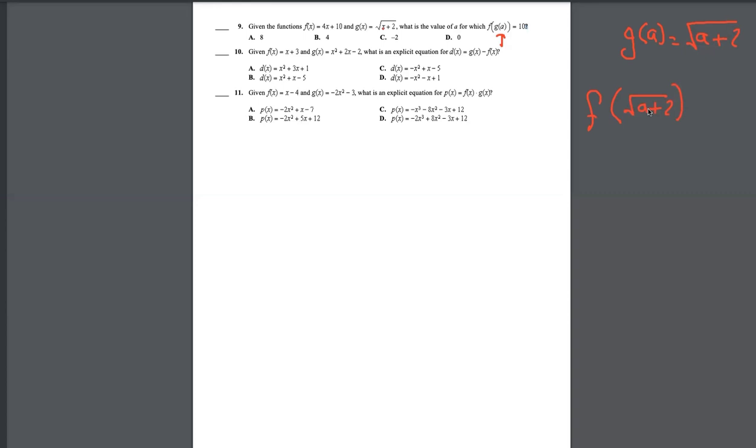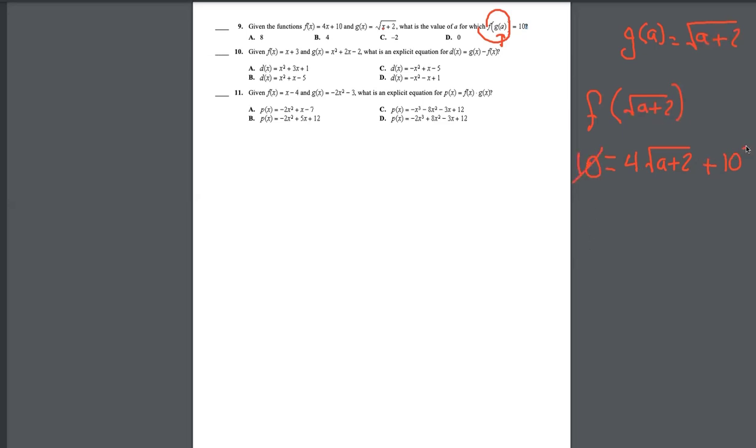Now, that will give me, you just sub in the square root of a plus 2 in the x right here. So that will be 4, and instead of x, you write square root of a plus 2, plus 10. Now, we finished doing this part right here. And now they said all of that, which we did here, equals 10. So I'm just going to put the 10 right here.